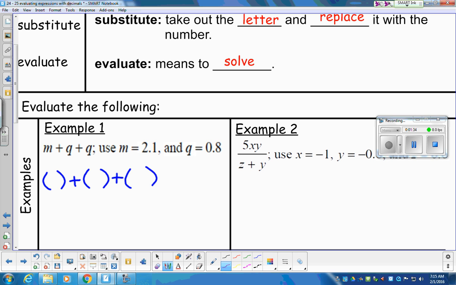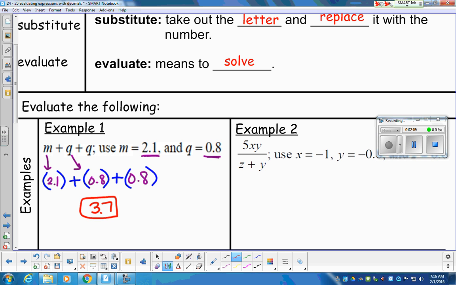We are going to use our calculator in today's work. So I'm going to substitute the 2.1 in the M spots and the 0.8 in the Q spot. So we have an M of 2.1. So we're going to put a 2.1 in the M spot. In the Q spot, we're going to put 0.8 in both of the Q spots. And then I'm just going to pick up my calculator and go ahead and add those up. So we have 2.1 plus 0.8 plus 0.8. And that gives us 3.7. Everyone should have 3.7 as their answer there, 3.7.